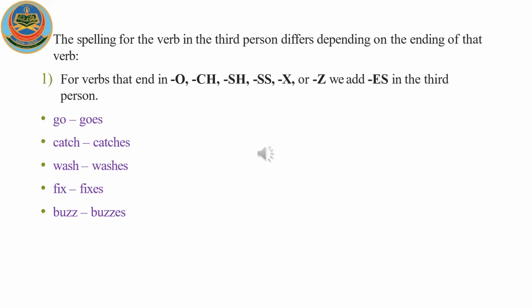My dear students, the spelling for the verb in the third person differs depending on the ending of that verb. For verbs that end in o, ch, sh, double s, x, or z, we add es in the third person. Go changes into goes, catch changes into catches, wash changes into washes, fix changes into fixes, and bus changes into buses.